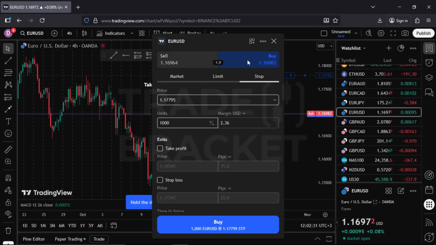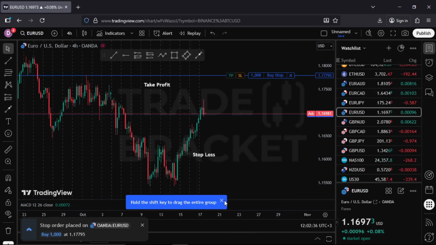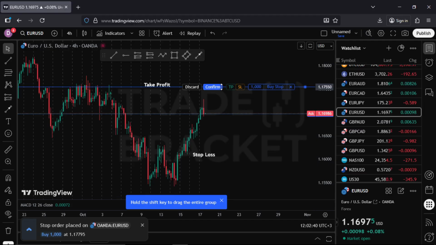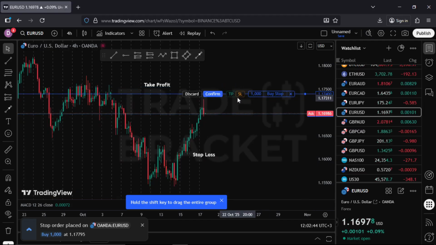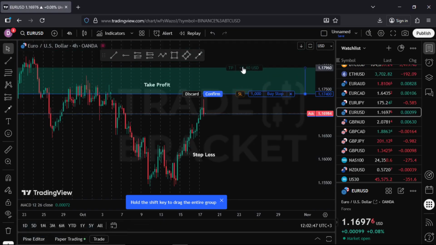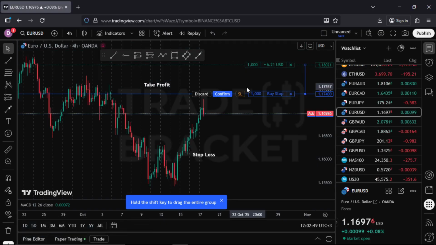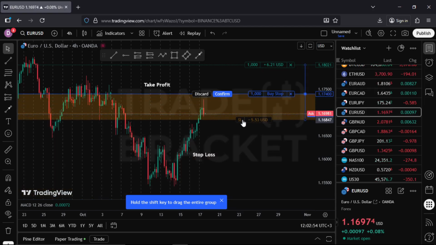So let's look at the buy stop now. I just selected buy and clicked buy right here. Let me just drag it a little bit below to create some room on the chart. Since I'm buying, my take profit, let's say I'll put my take profit up here. And then put my stop loss. I will click and just hold and drag it just below here.